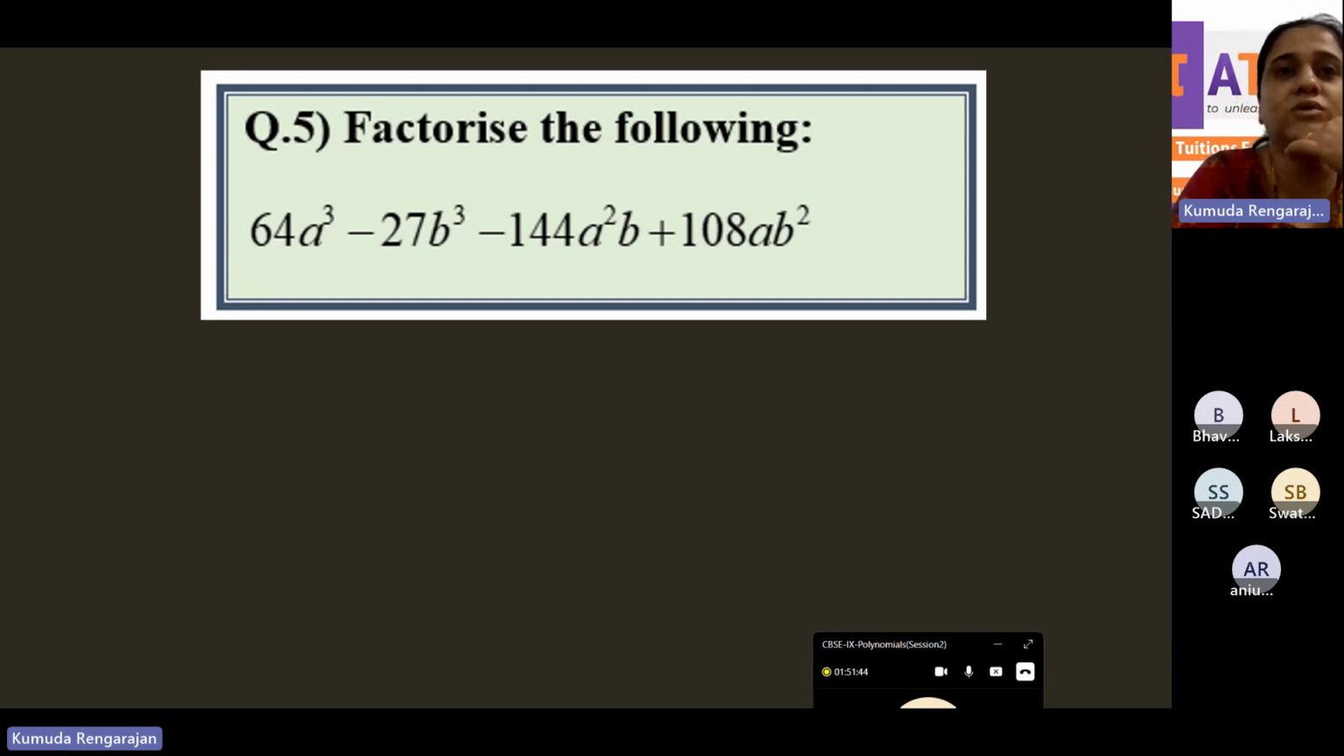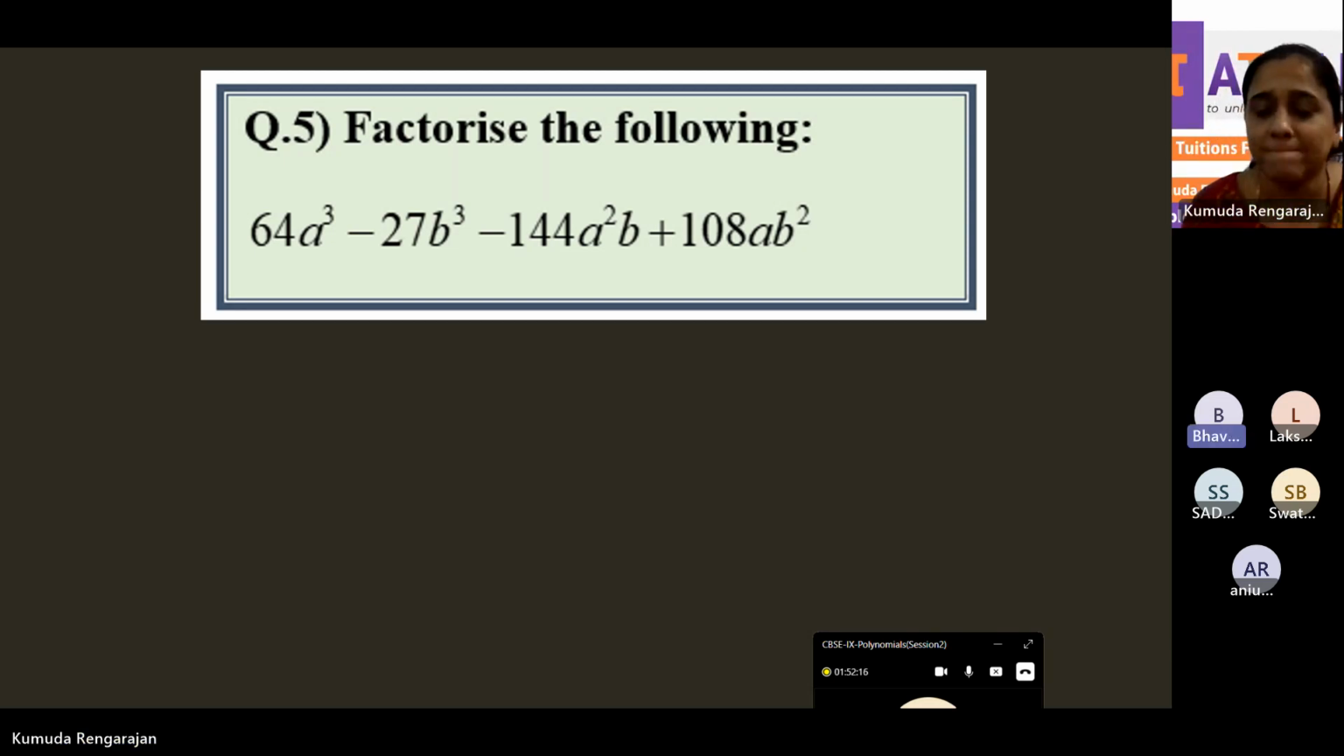How many perfect cubes? That's what we need to know. Two perfect cubes. Then think of the identity. There should be 4 terms and 2 perfect cubes, on any one side of the identity. It can be the left hand side or the right hand side, any side it can be. But there should be 4 terms and 2 perfect cubes.